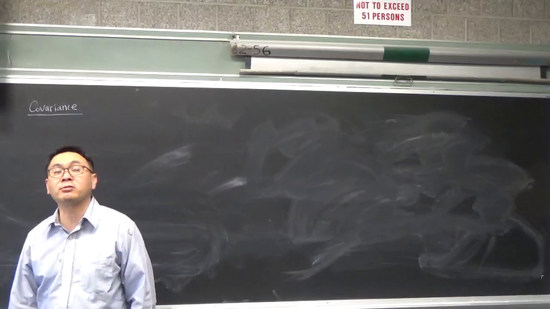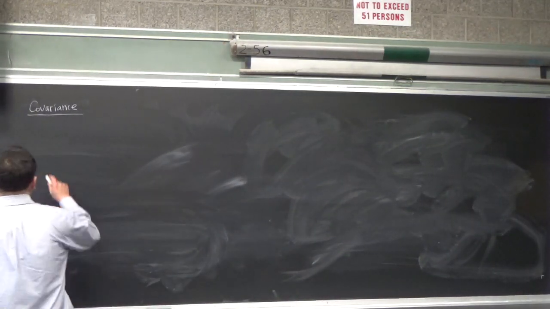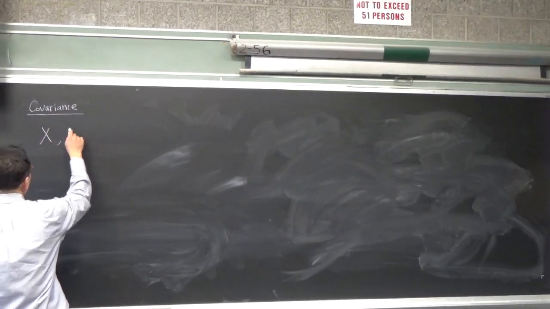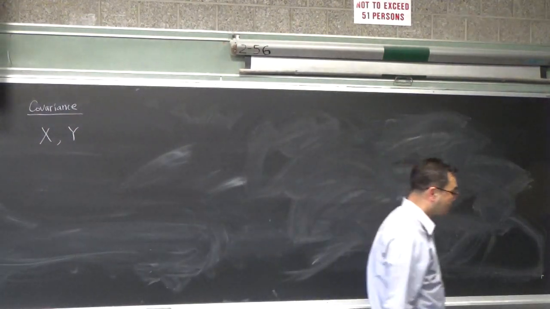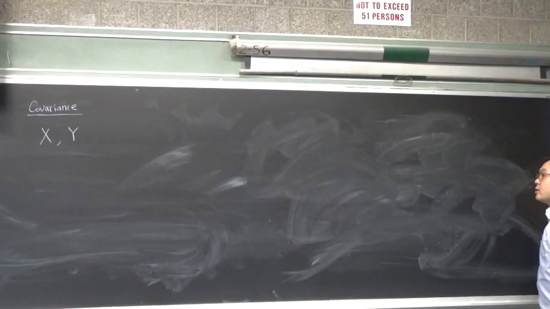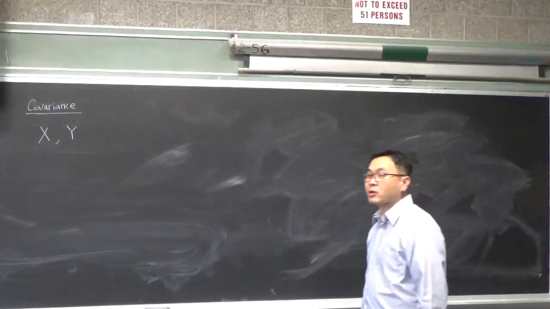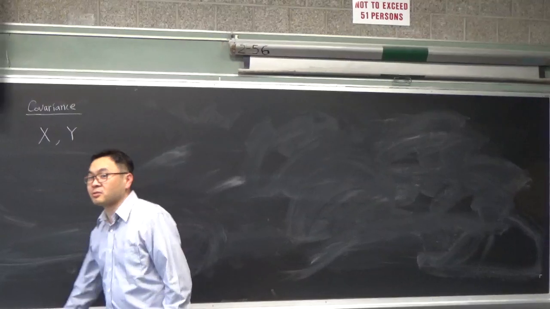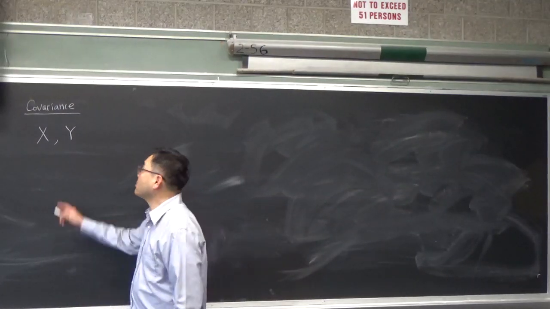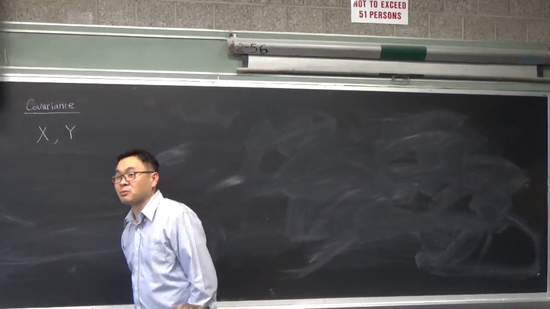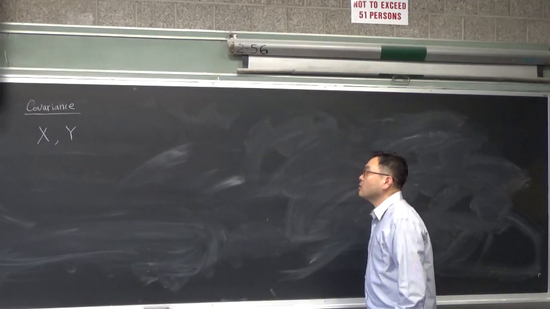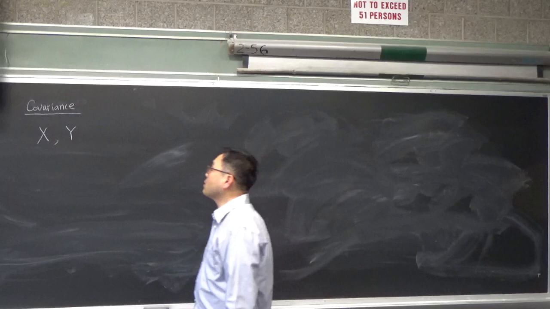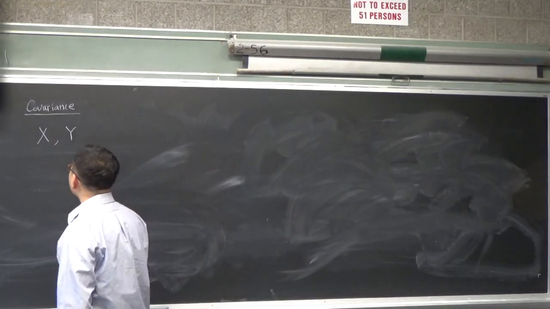About covariance. Suppose you have two random variables x and y, and we are not going to assume that they're independent. There may be some relationship between them, some mild relationship between them.